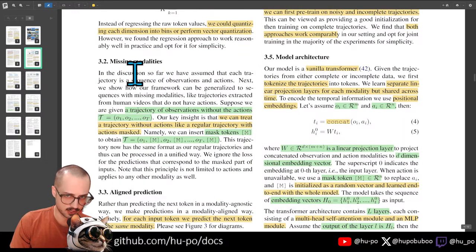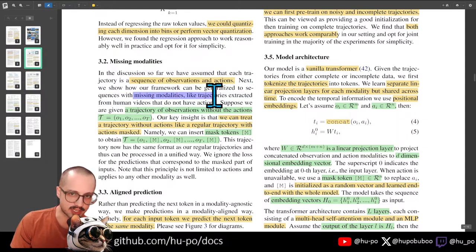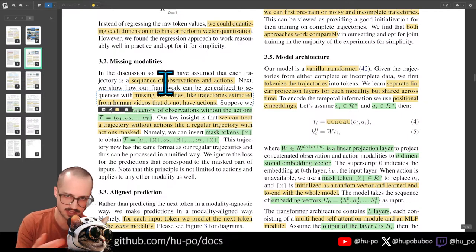Okay, so far they've assumed that each trajectory is a sequence of observations and actions. However, sometimes you're going to have missing modalities, right? You're going to have trajectories that, for example, are extracted from videos, and so they don't have actions. They don't have the action that the human was actually taking, because there's not even the notion of that, right? You just have a bunch of position data for the human. So suppose we have a trajectory of observations without the action. So now you have a sequence of observations from O1 to OT.